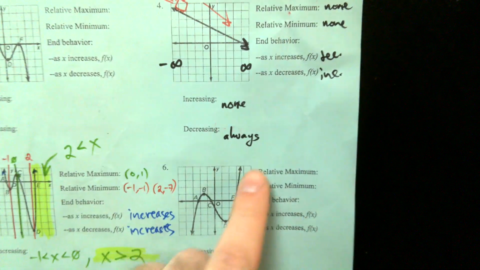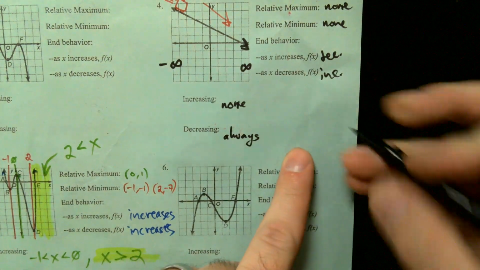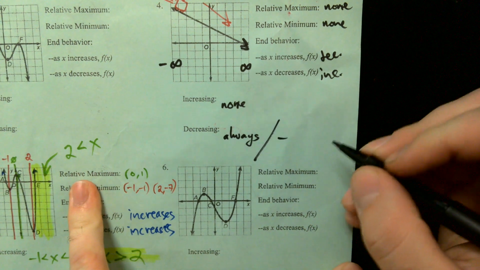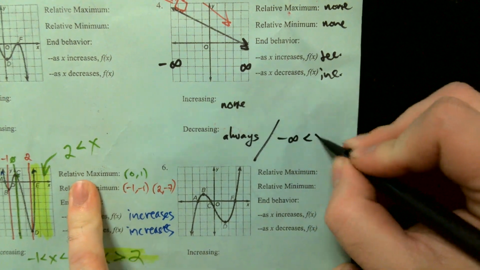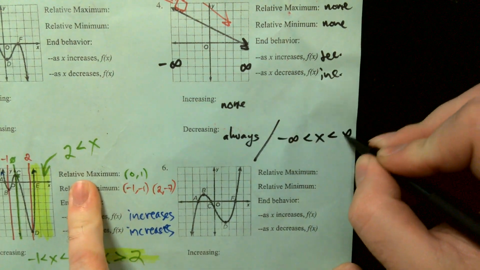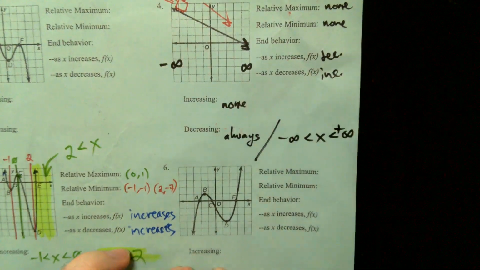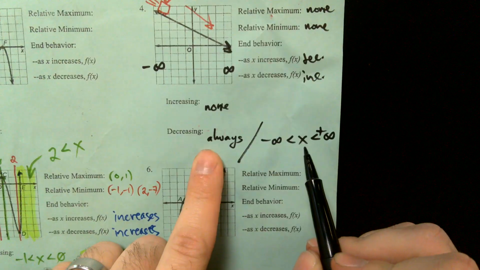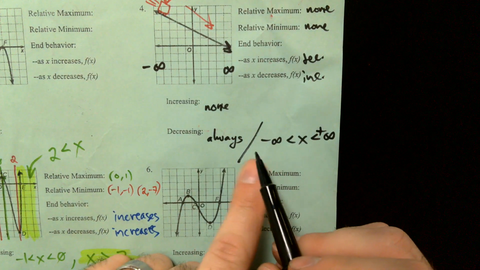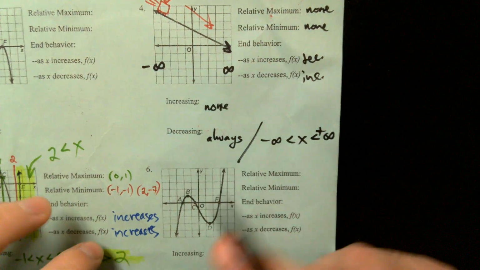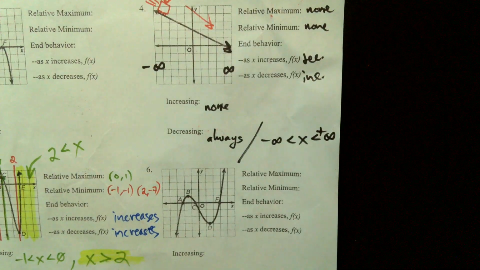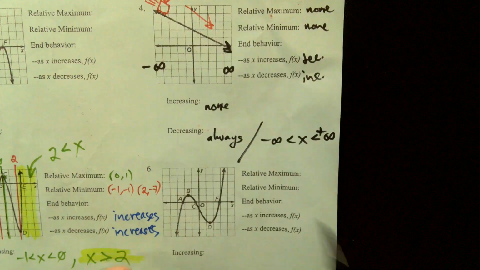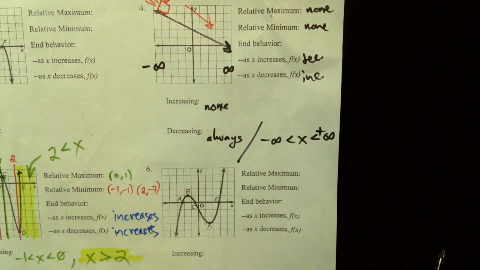So Oscar, what's the technical interval I could write for decreasing? Decreasing always. Negative infinity less than x less than infinity. That's right. Or to be more specific, positive infinity. So this is the easy way, this is the hard way. I don't care which way you do. If you want to put it's always increasing, great. If you want to put it's always decreasing, great. If you write it in this notation, make sure you are doing it correctly. Okay?